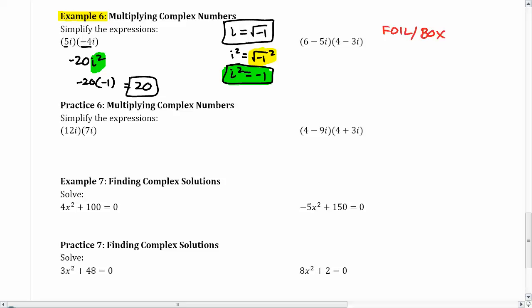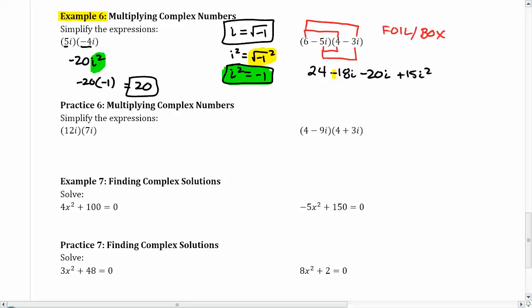The second one is multiplying two binomials together, which we do using the FOIL method or the box method. If you use the FOIL method, that would be the first two numbers times each other, then the first number times the outside number, then the two inside numbers, then the second number times the second number. So 6 times 4 is 24. 6 times negative 3i is minus 18i. Negative 5 times 4 is minus 20i. Negative 5i times negative 3i is plus 15i squared.